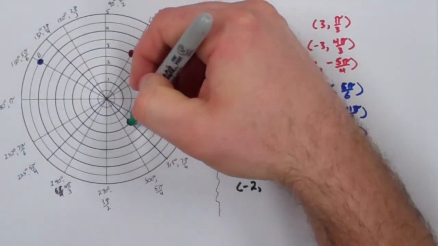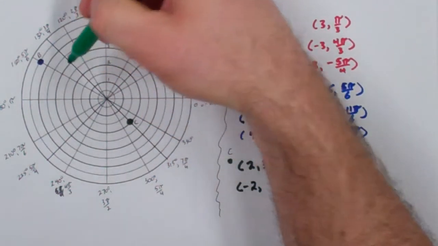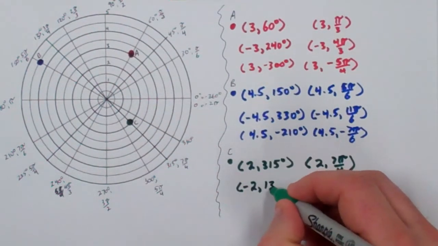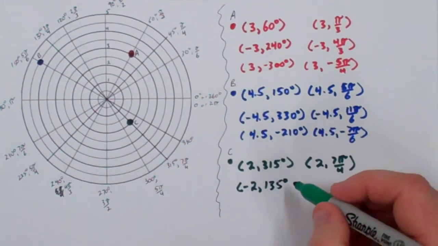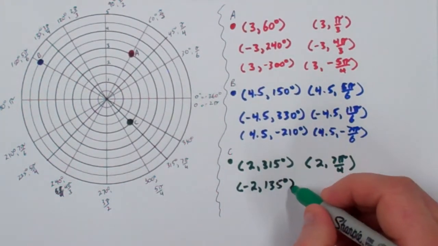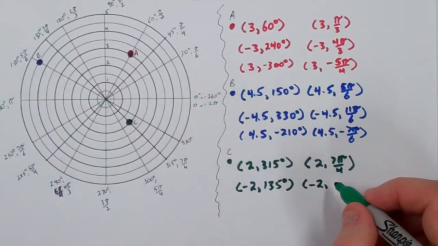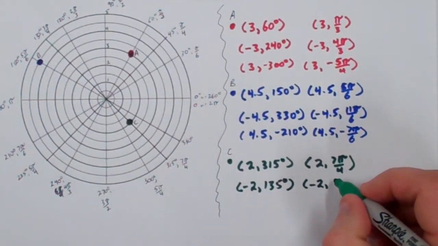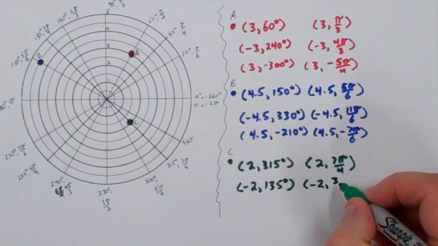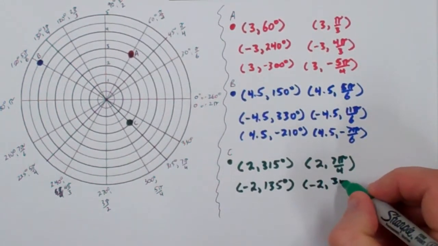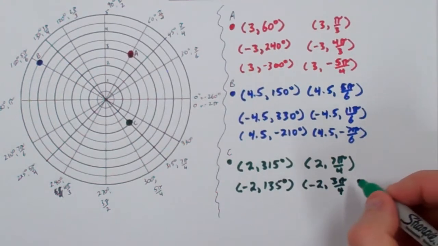And so we're going to go 180 degrees from 315, which would be 135. So this time we just subtracted 180 just to keep ourselves in the positive area. And this would be negative 2. And then 135 would be 3 pi over 4. So we'll put that down.